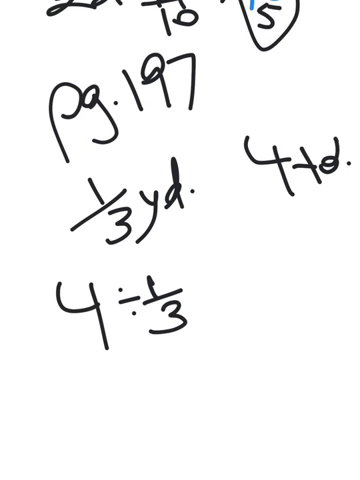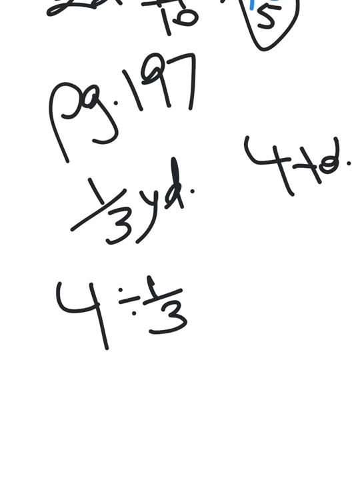Now here you have to be careful. This is why you have to read the problem correctly and write your equation correctly. 1/3 divided by 4 is not the same as 4 divided by 1/3. So you have to be really careful. We have 4 yards of ribbon, and we're dividing it into 1/3 yards of ribbon.